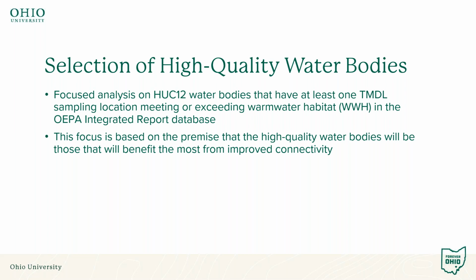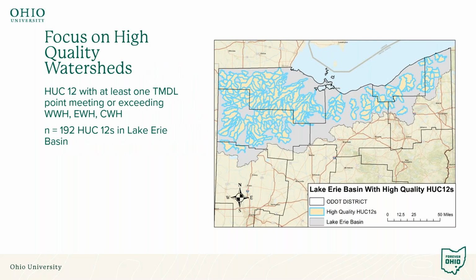Whereas those that don't have sites that are meeting or exceeding warm water habitat, exceptional warm water habitat, or cold water habitat likely have other impairments that are preventing that, and culvert replacement projects shouldn't be the first step in those watersheds. So when we look across the Lake Erie Basin, there are 192 HUC 12s in the Lake Erie Basin that meet these criteria.